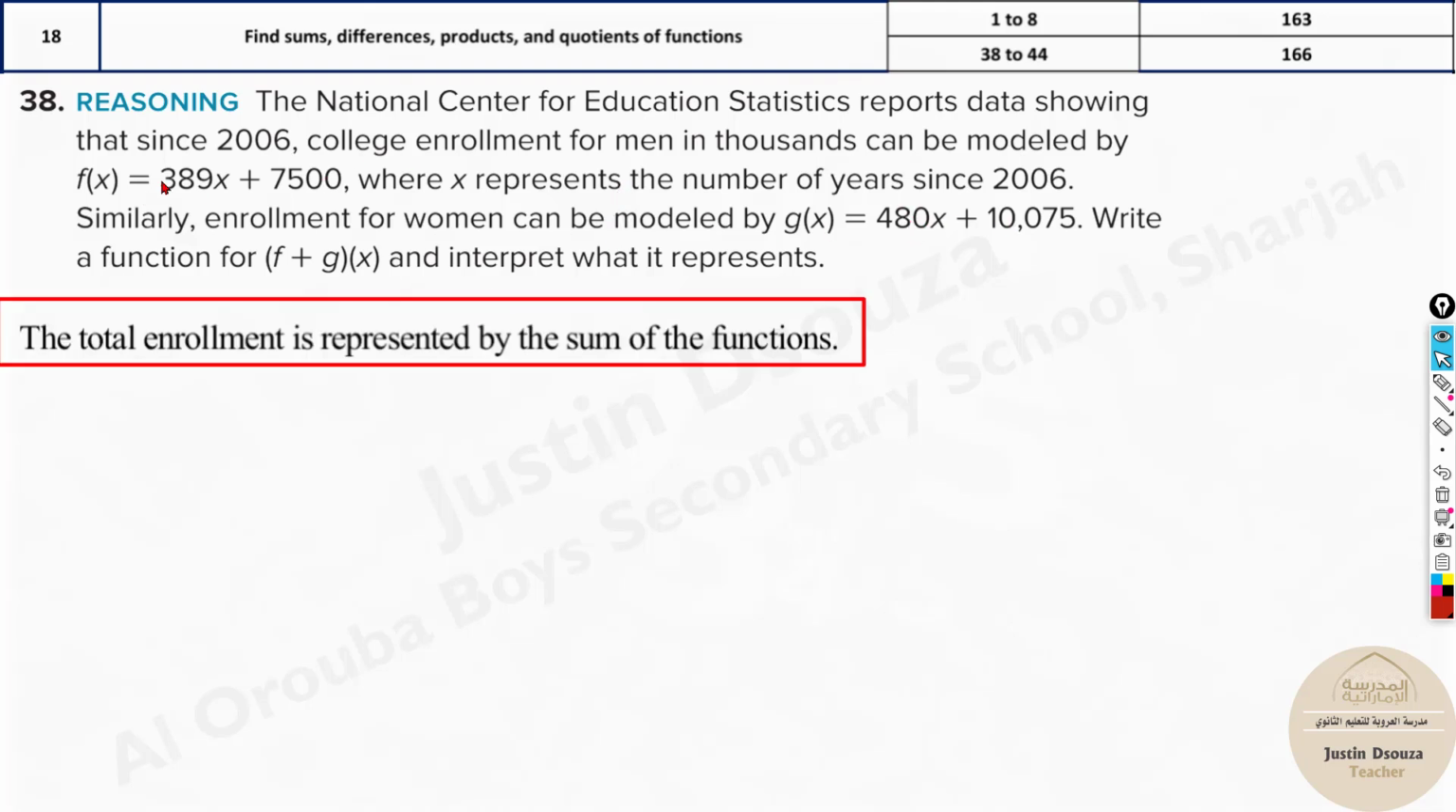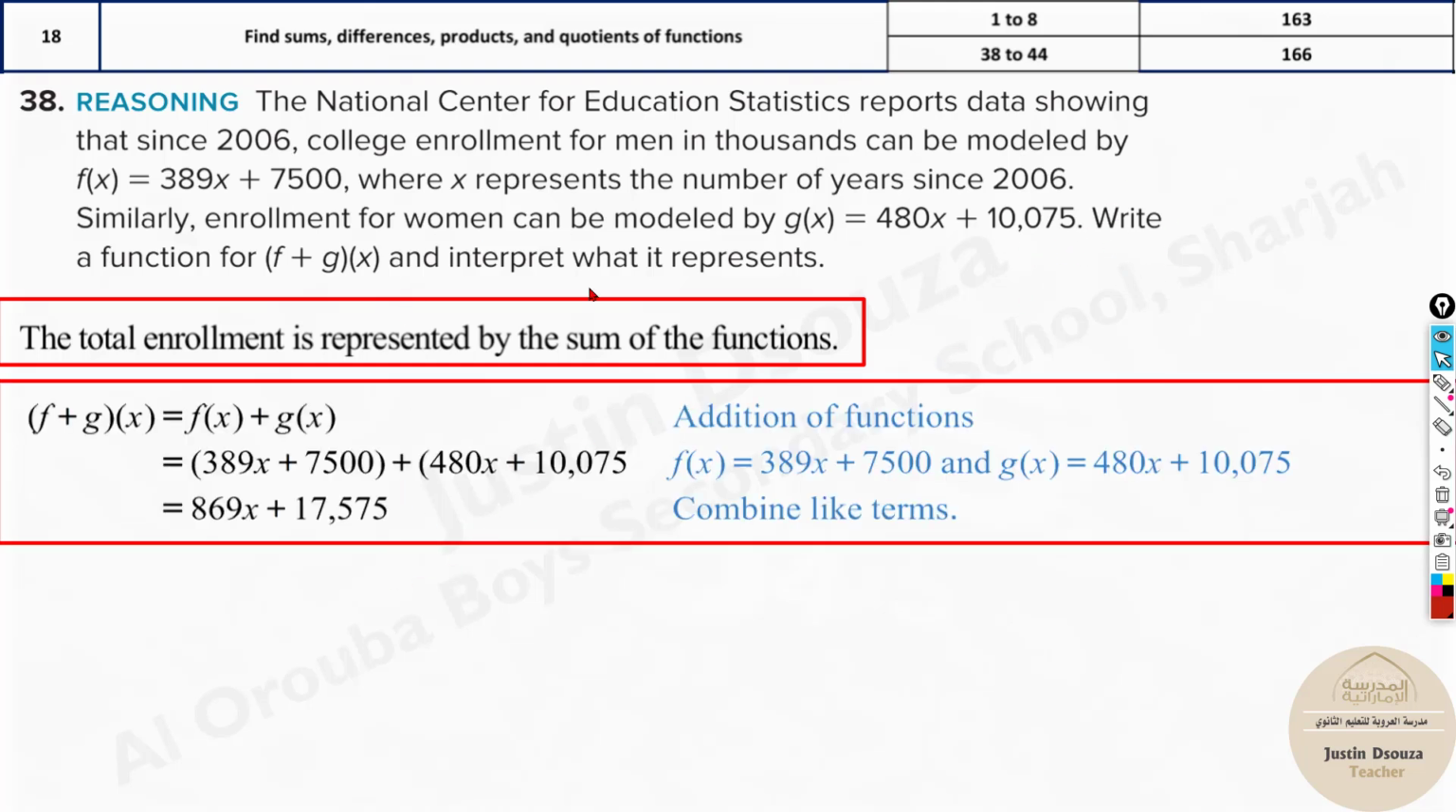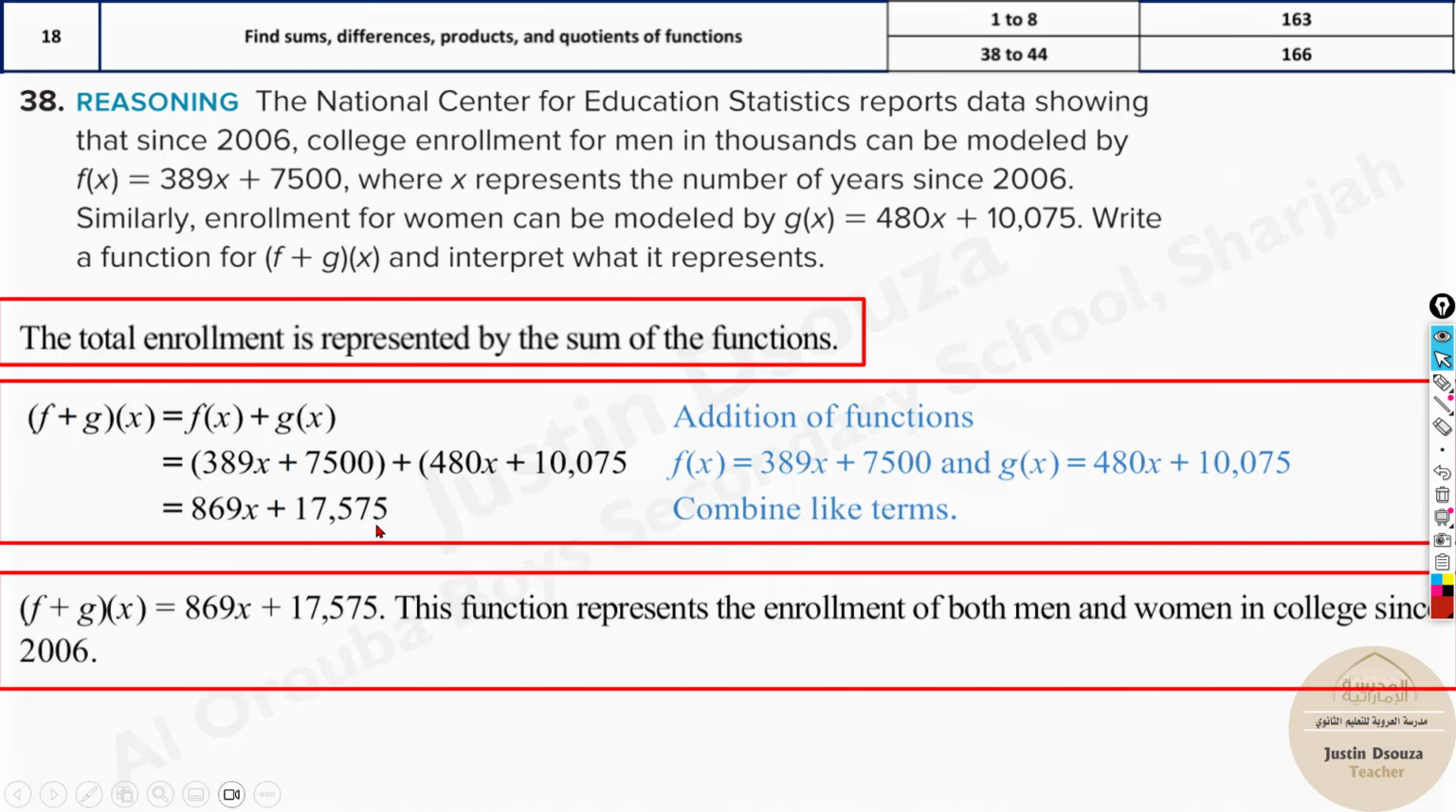You have to just add 280 plus 389, 750 plus 10,075. So this is it. Now they want to know what it says. That means it's the total enrollment. Now, every year from 2006, there is an increase in the students, male and female, by 869. And at 2006, there were already 17,575 students.